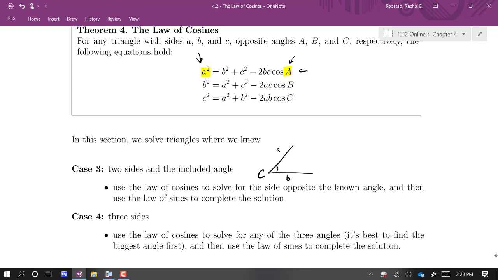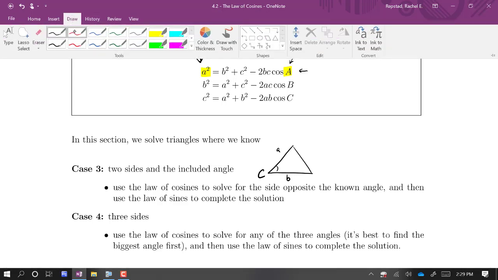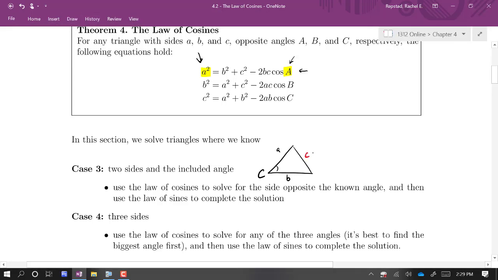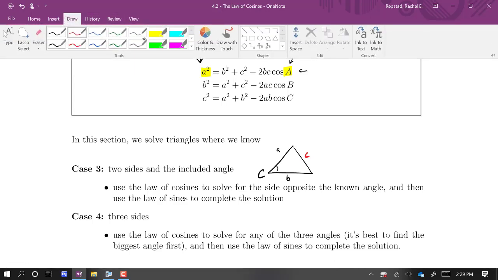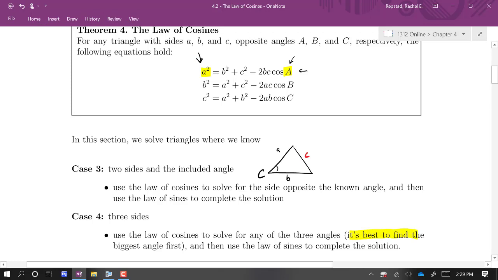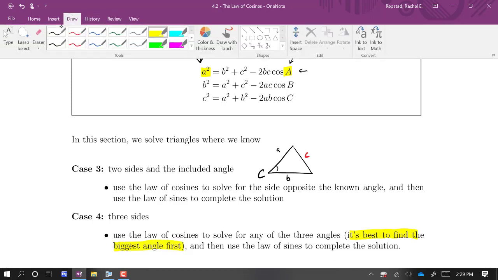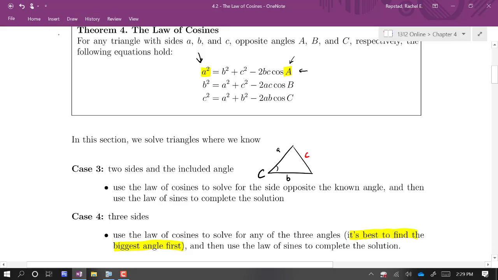In case 3, if I have two sides and the included angle, we use the law of cosines to find the side opposite the known angle first. And if I know all three sides, I just pick an angle I want to solve for, and I use the law of cosines to solve for the angle. But I cannot stress this enough. It's a really good idea to find the biggest angle first, and we know that the biggest angle is opposite the longest side.